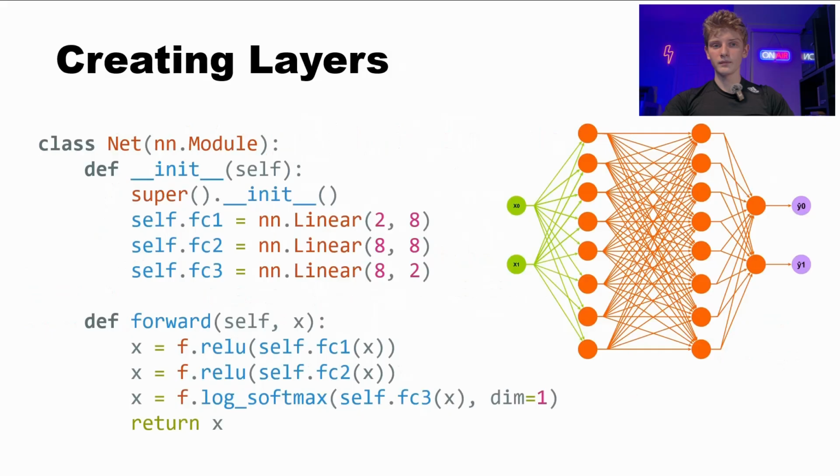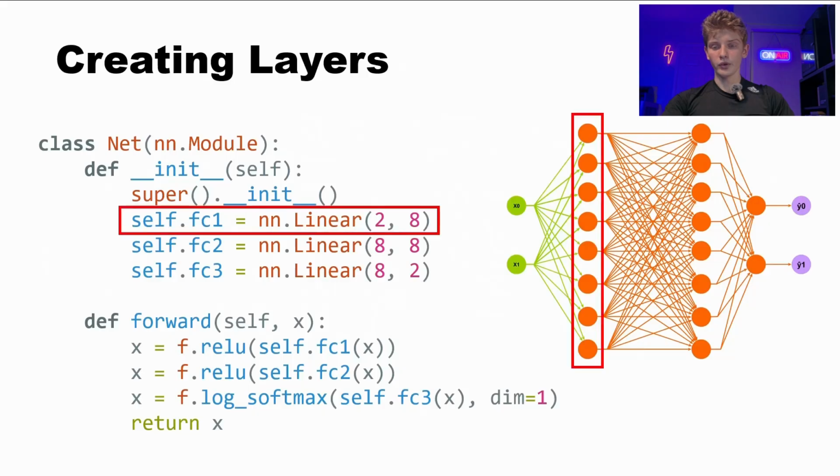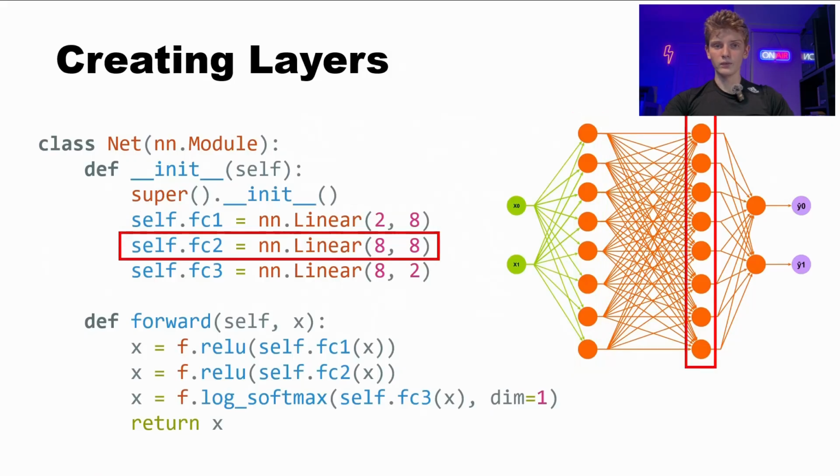So you could see in our neural network, we define 3 layers. The graph on the right shows visually what our neural network looks like. In this first layer, we define it as having 2 inputs and 8 neurons. In the second layer, we set it to have 8 inputs and 8 neurons. Remember, the number of inputs must be the same as the number of neurons in the previous layer.